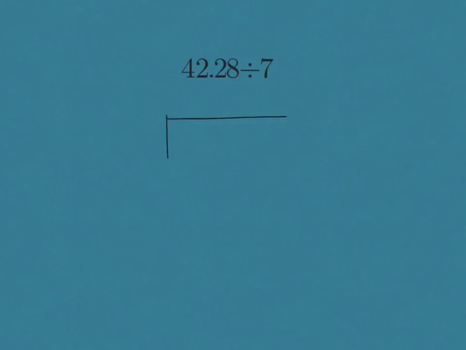To start this problem, we would put 42 28/100ths inside the house. We put 7 outside. Since we have a whole number on the outside, a decimal on the inside, we're going to move that decimal straight on up. And then we just divide like normal. 7 goes into 4 0 times. 7 goes into 42 6 times. And I'm going to subtract off. 7 times 2 makes 42.